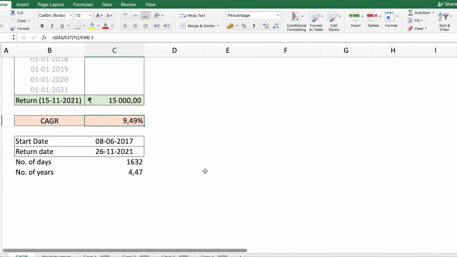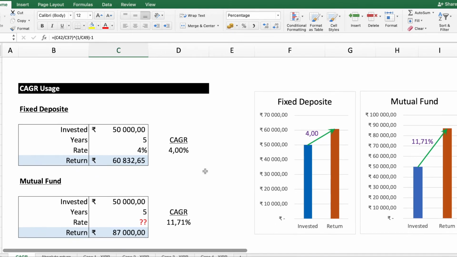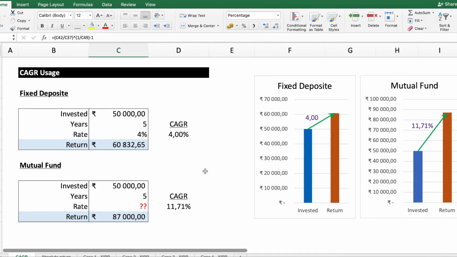Okay, so in the next part I will show you how CAGR can help you in making decisions, right? So I give you two scenarios. One is fixed deposit and one is mutual fund. So we all know that in a fixed deposit we know the rate of return before we invest the money. Let's assume a bank gives 4%, right? So we invested 50,000 for 5 years at the rate of 4%.